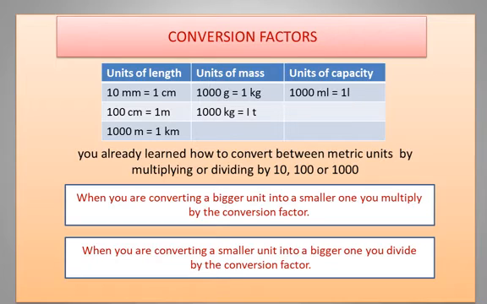For example, if you are changing from kilometer to meter, you have to see the conversion factor. In 1 kilometer there are 1000 meters. So in 2 kilometers there will be 2000 meters. We are multiplying by 1000 because here we are changing from a big unit to a small unit. Like that you can do the conversions.